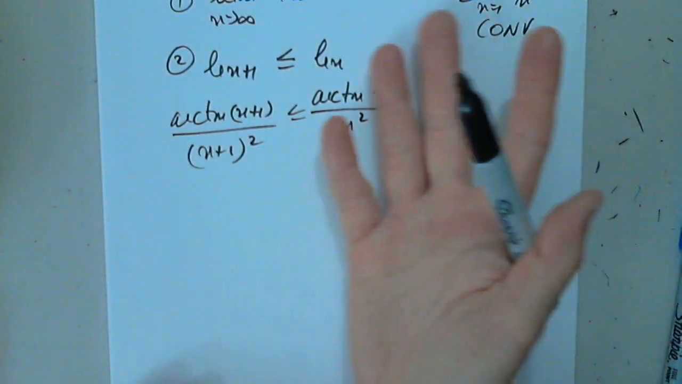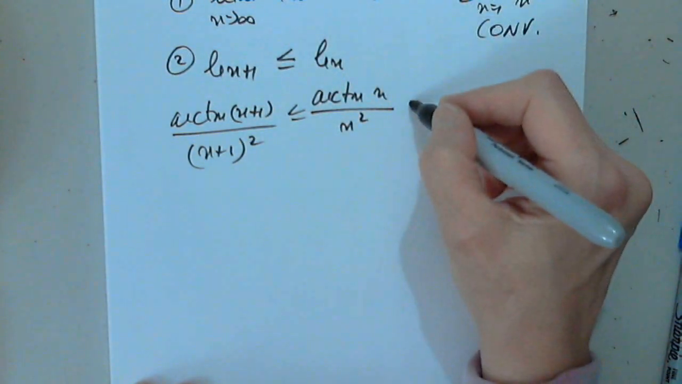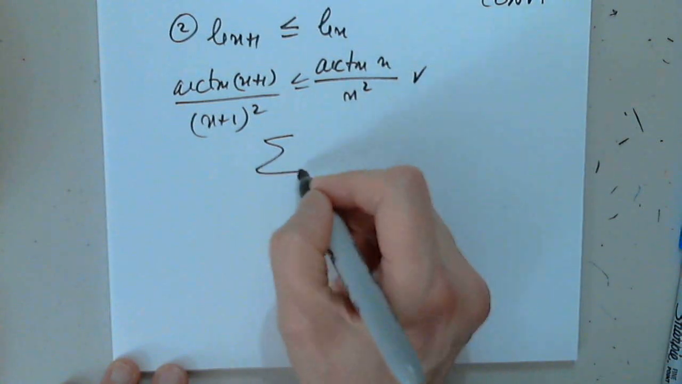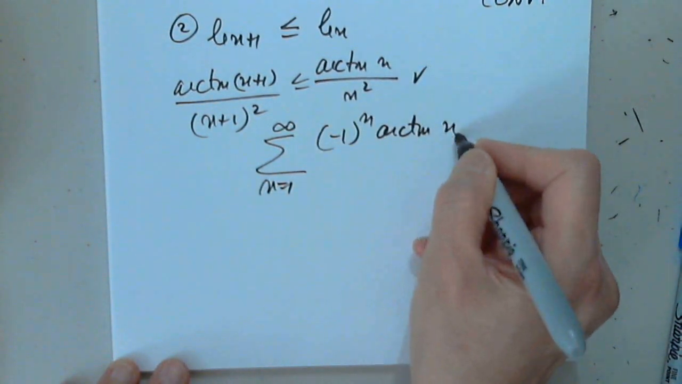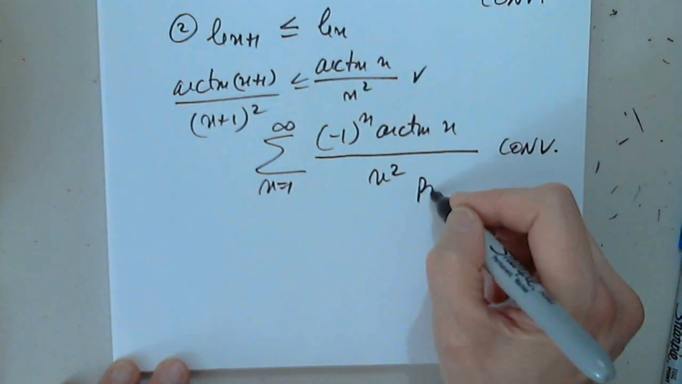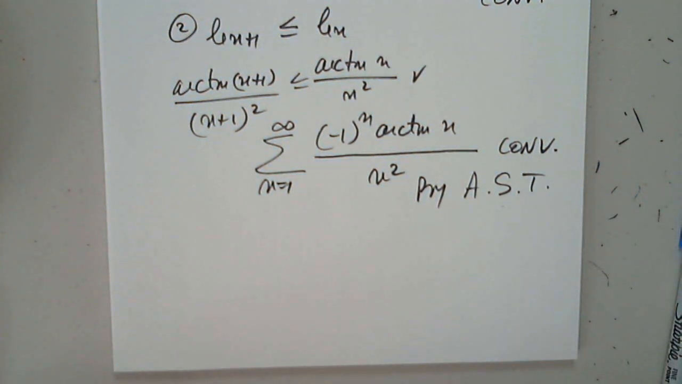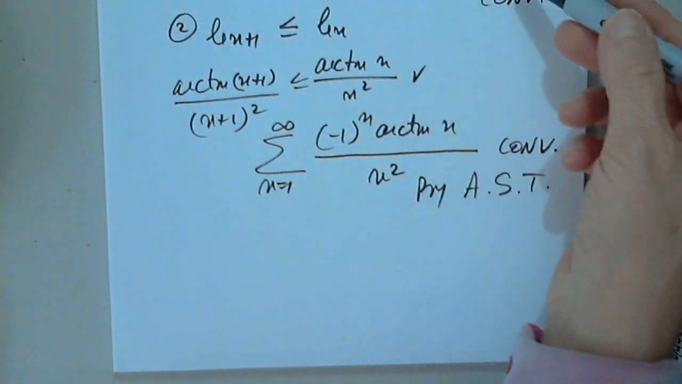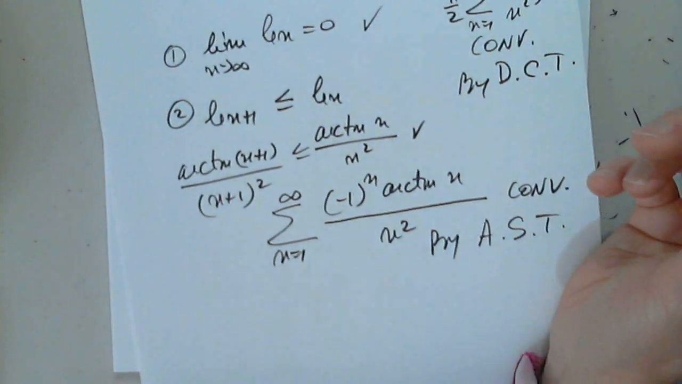So from these two conditions, we will say that the original series, n equals 1 to infinity, negative 1 to the n, arc tangent n over n squared, is convergent by the alternating series test. And that was good enough. Here you can also argue in the same way, convergent by the direct comparison test.